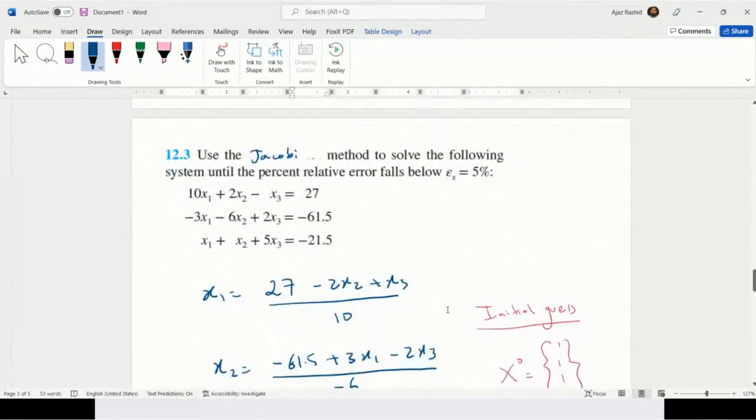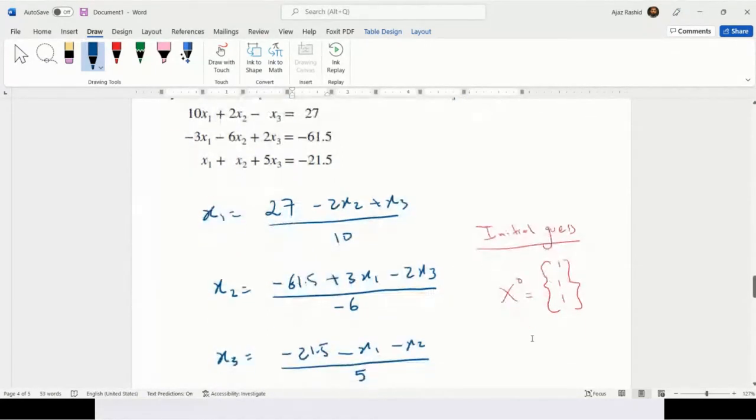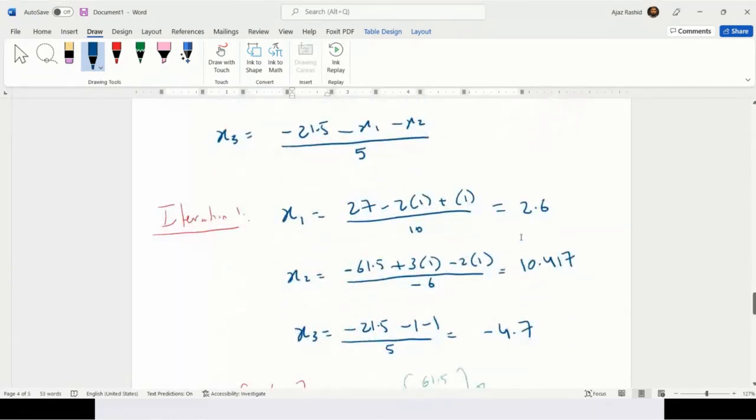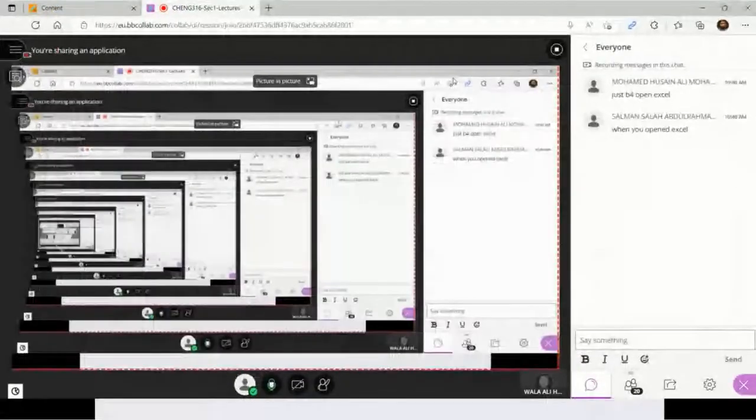Then we took problem 12.3 from the book. Of course, it's asking for a different method. We made it Jacobi iteration. We rearrange the equations to get x1, x2, and x3. Then we take an initial guess. In the previous example, we took it as 0, 0, 0. Now I took it as 1, 1, 1. You apply the equations for the first iteration. This is the value that we found. Then that's the second iteration value.